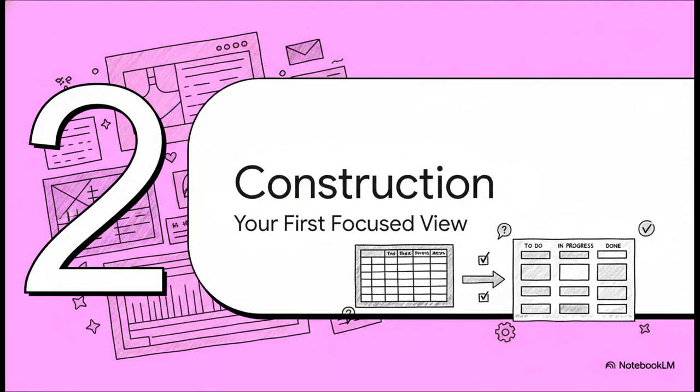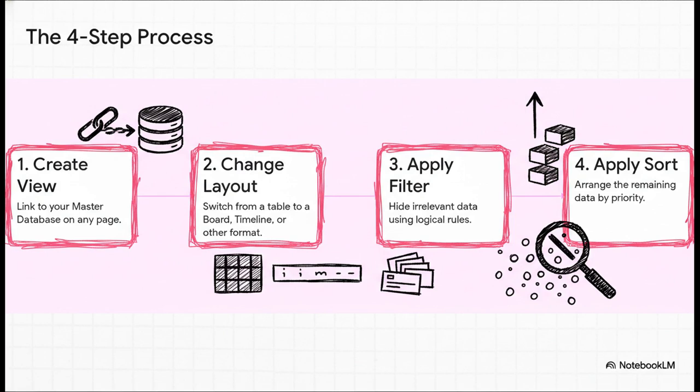All right, enough theory. Let's get our hands dirty. We're going to walk through the exact recipe from the blueprint to turn that huge, raw data table into a personalized, actionable task board. This is where it all clicks into place. And it's a beautifully simple 4-step process. First, we create the link to our database. Second, we change how it looks visually. Third, and this is the magic part, we apply a powerful filter to get rid of all the noise. And fourth, we sort what's left so our priorities are staring us right in the face.